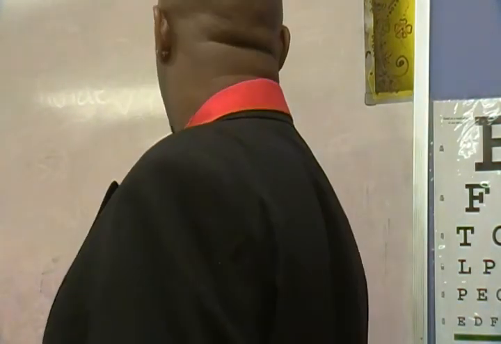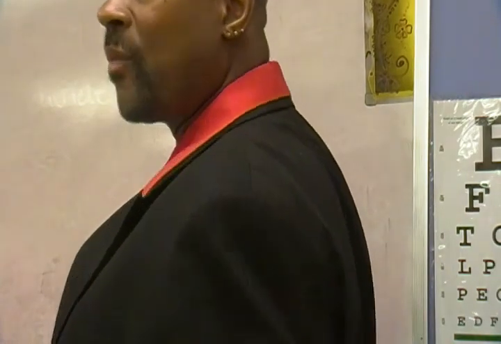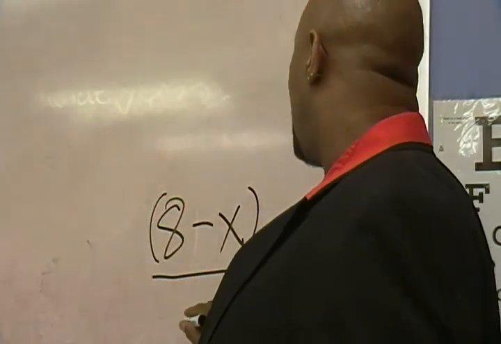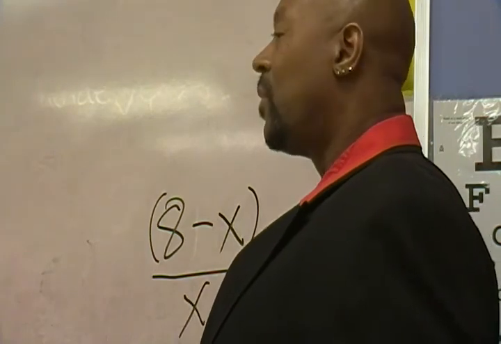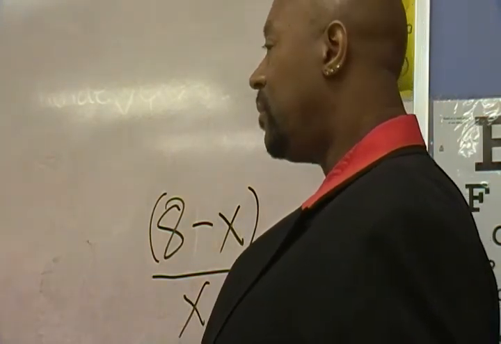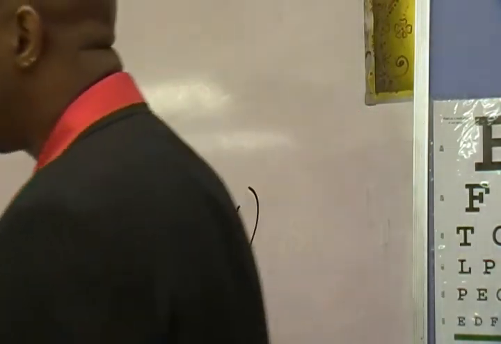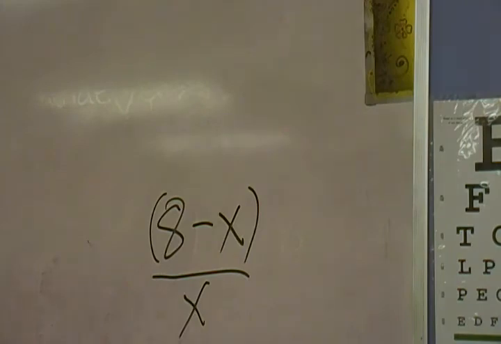Divided by x. Right. Because it says 8 minus a number, which you got is x, divided by the same number. Number divided by. You get it? So these two are going to be the same. So that's 8 minus x over x, or 8 minus n over n or whatever.